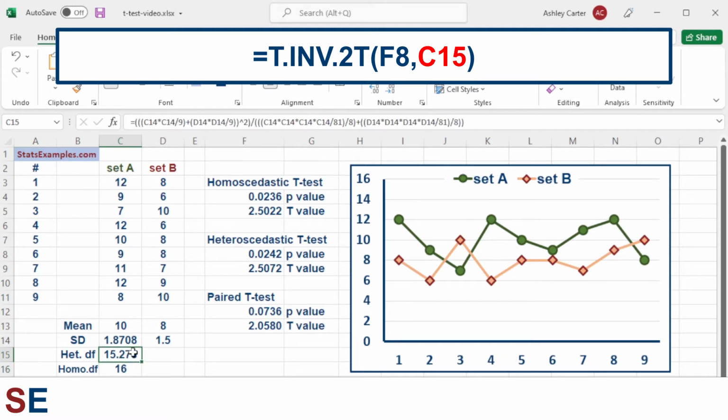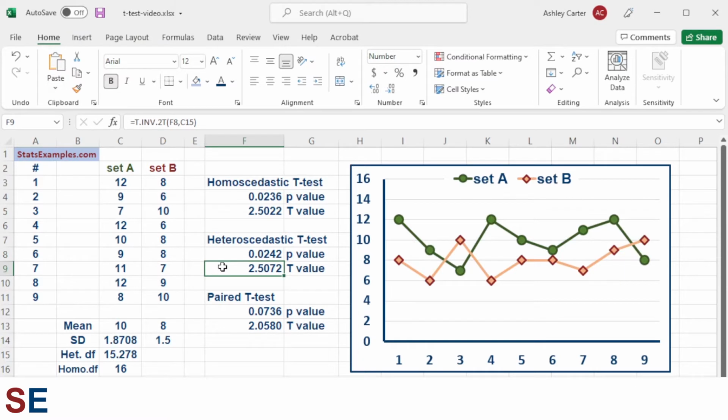That smaller number of degrees of freedom gives our heteroskedastic test a little bit less power, which is why that p-value is a little bit larger, even though the difference in means and the standard deviation is the same for our two data sets. Our t-value is also a little bit larger, but our reduced degrees of freedom results in a not as significant p-value.